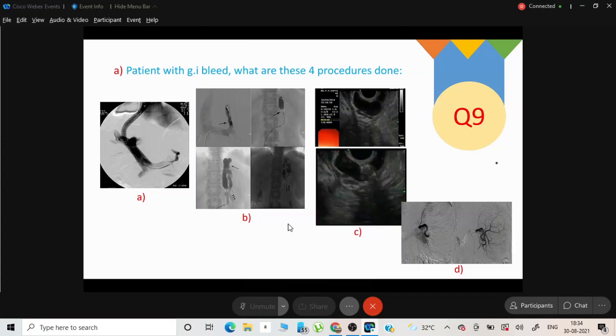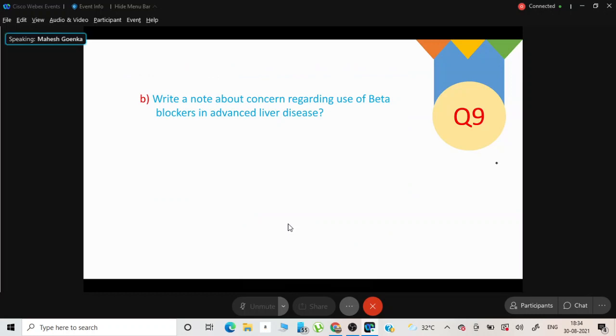Okay, let's move on to the second component of question 9, which says write a small note about concern regarding use of beta blockers in advanced liver disease. So there are studies for and against. If you can mention in brief a concern regarding use of beta blockers in advanced liver disease.